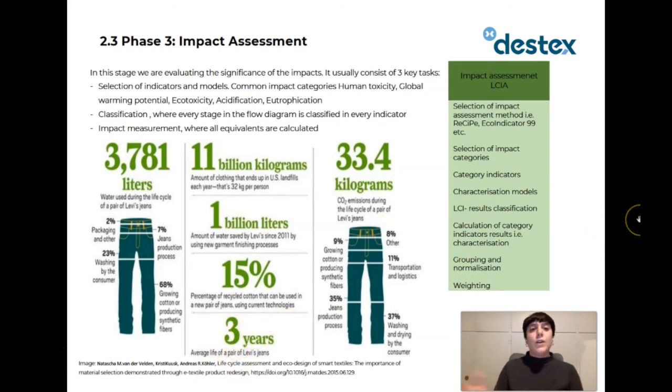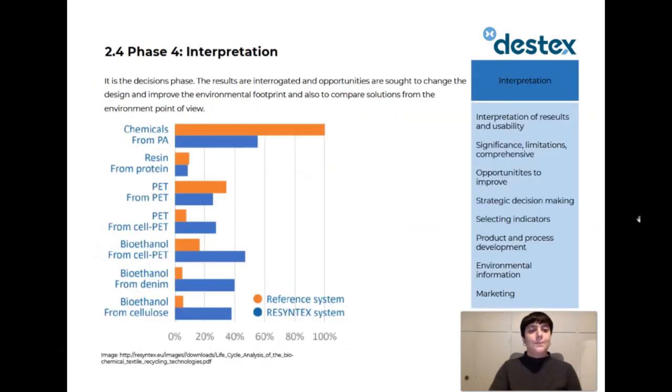In this stage, we are evaluating the significance of the impacts. Common impact categories like human toxicity, global warming potential, ecotoxicity or acidification are factors that require the indicators that we want to use for the life cycle assessment. Classification is where every stage in the flow diagram is classified in every indicator. And finally, we have the impact measurement, where all equivalents are calculated.